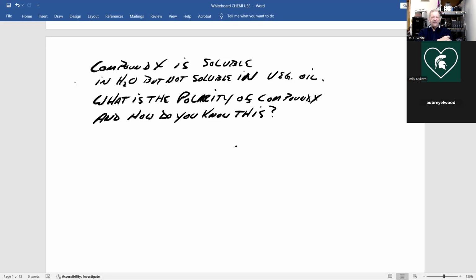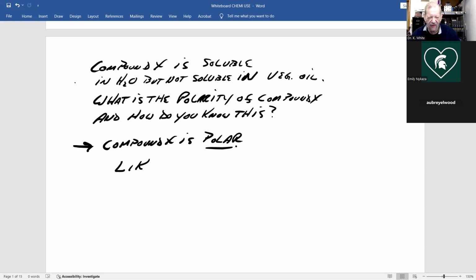Well, water is polar, vegetable oil is nonpolar. Since it's soluble in something polar, but not nonpolar, we know compound X is polar. And how do we know this? Because we know like dissolves like. And you should know how to do this.